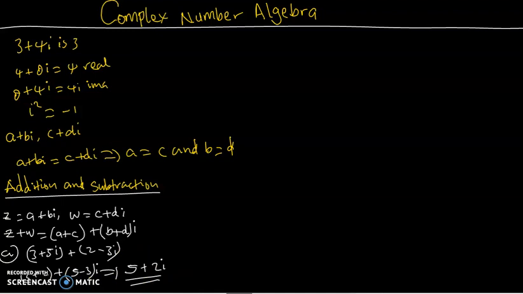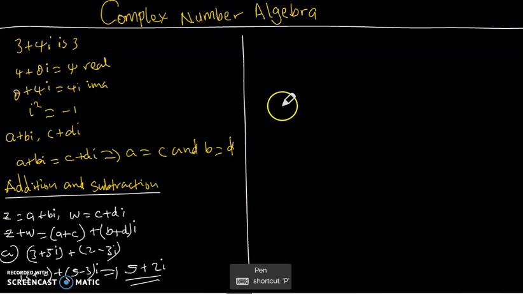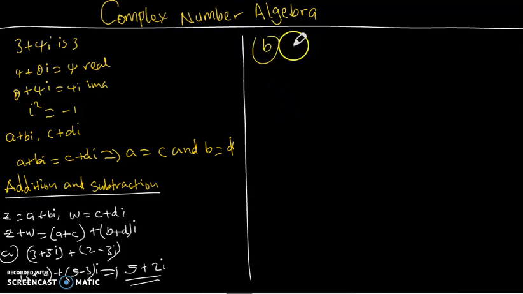Let's take one more example on this question. Let's say that this is question B. We have 3 plus 5i, and then we have plus 6. So we want to add these two numbers together.